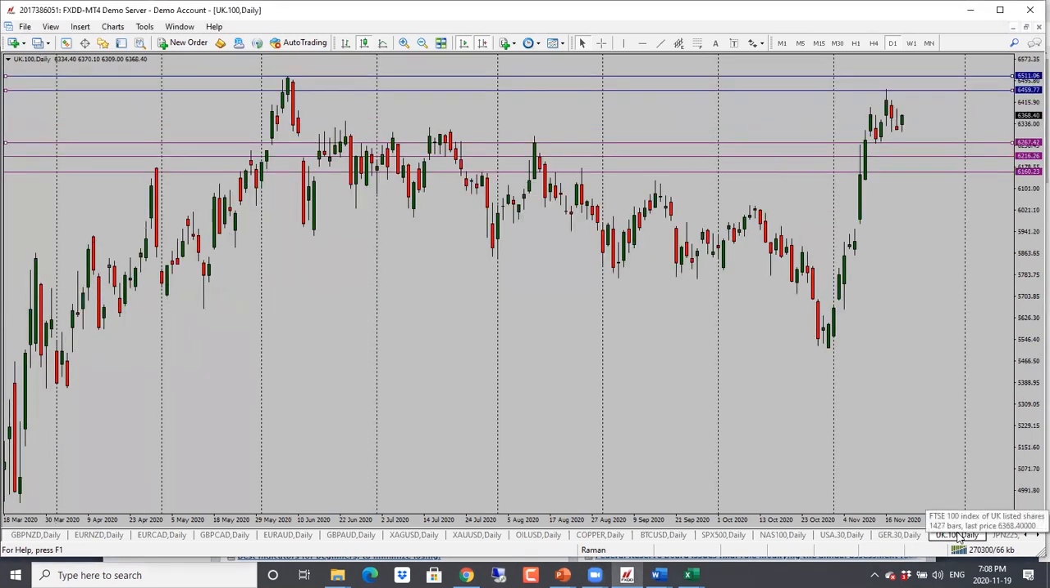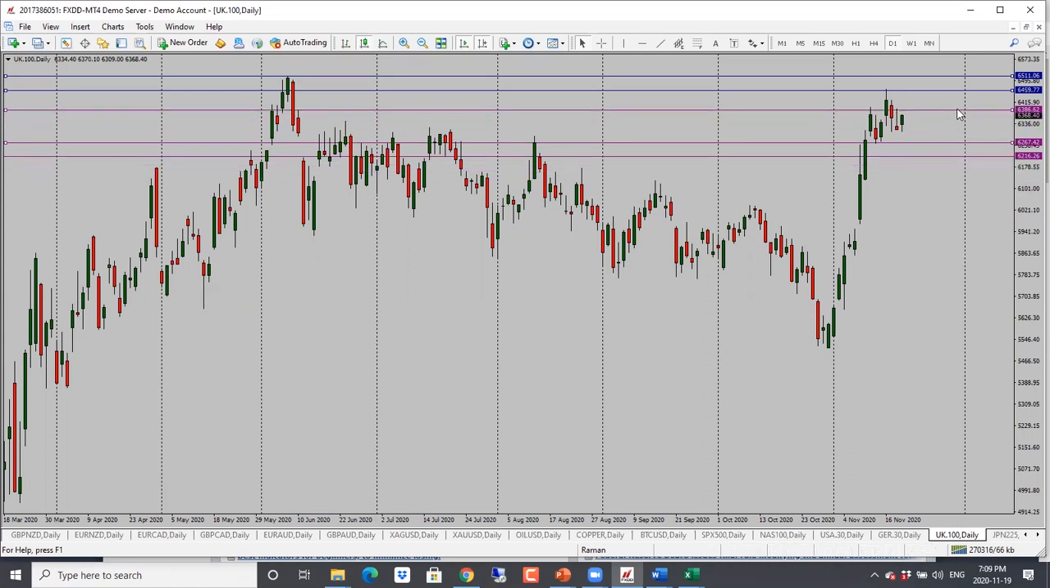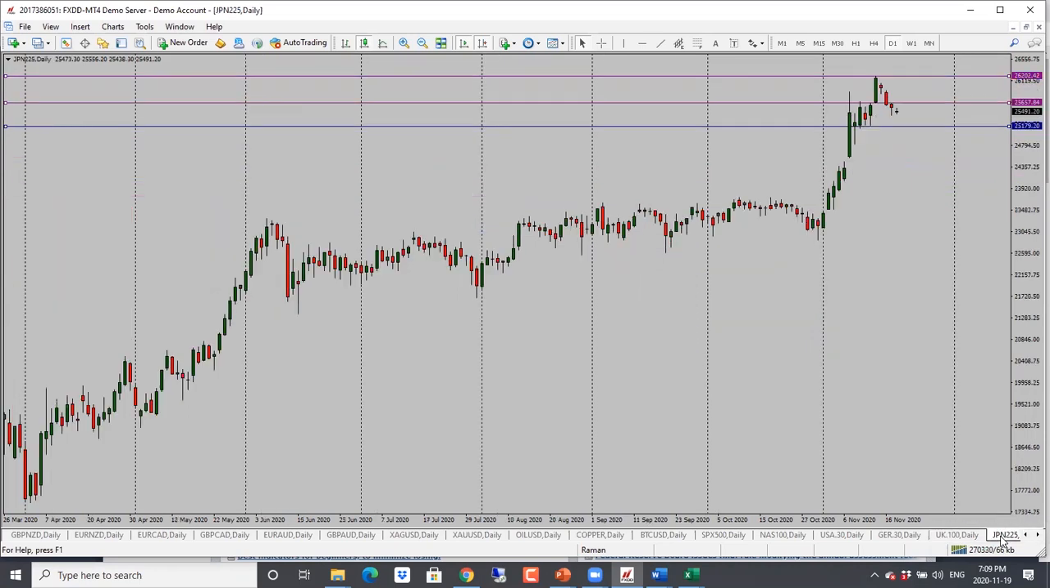And last one here, FTSE. FTSE hasn't done much, still sideways here. We have a bit of a bullish candle close, but still neutral. Next target here is 6,400. If it goes through that, we're looking at 6,420. But overall, this is still trading in a range, so neutral bias here.